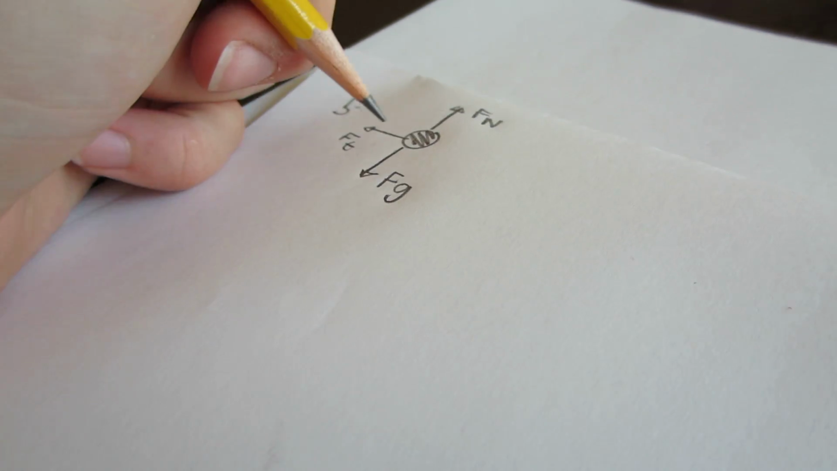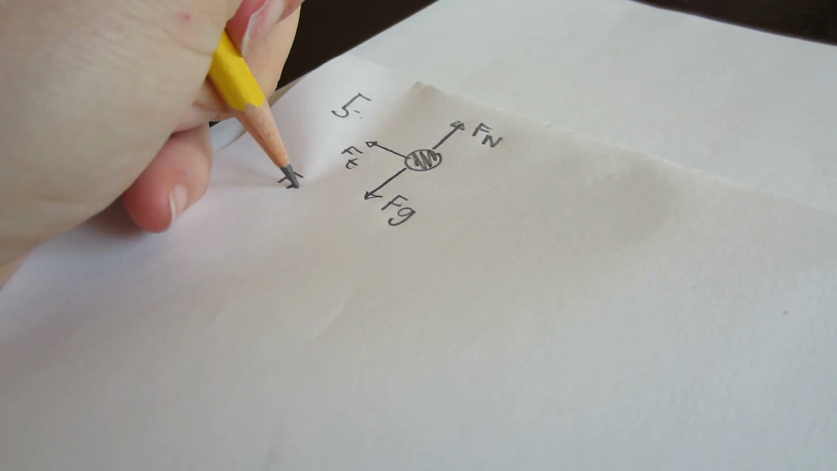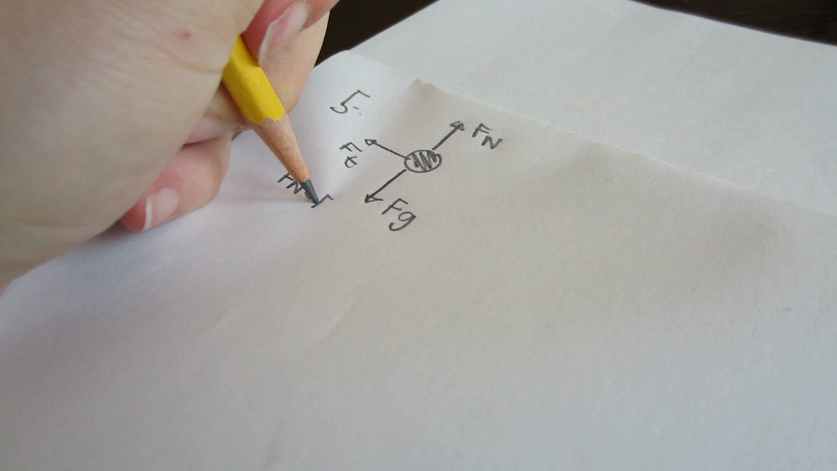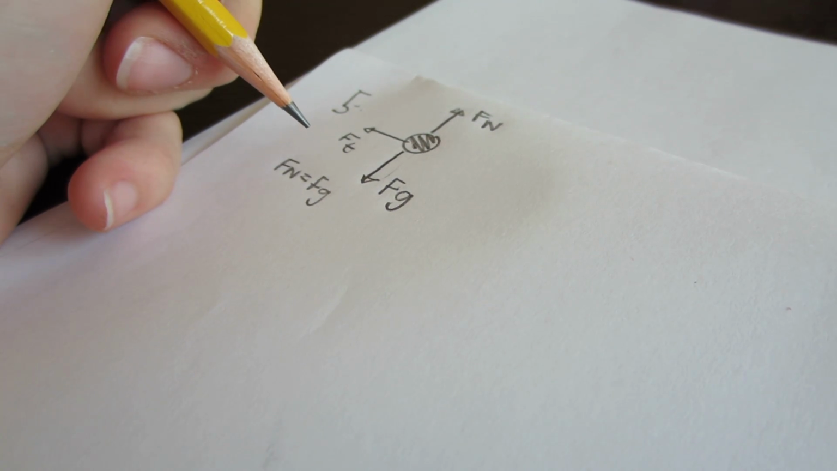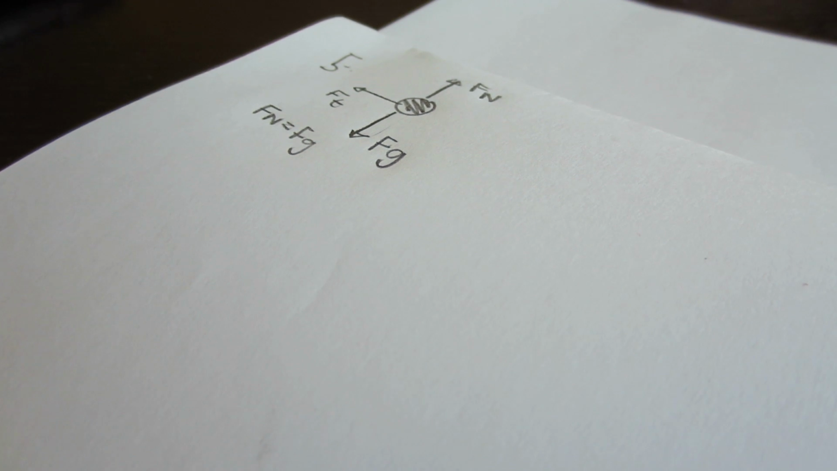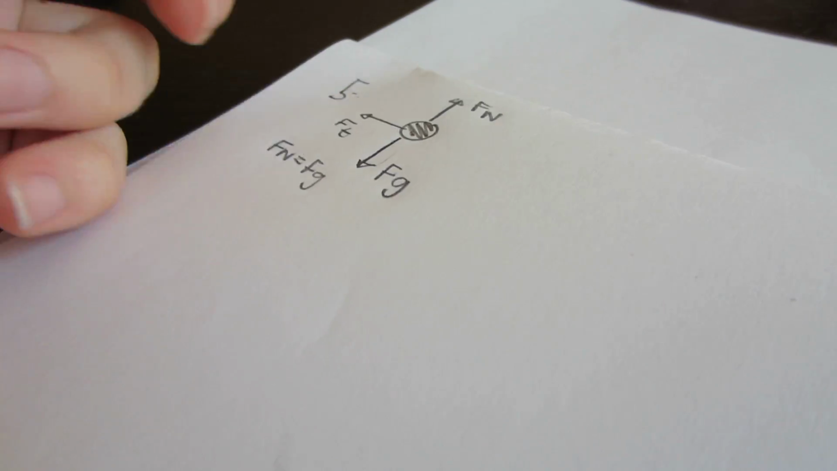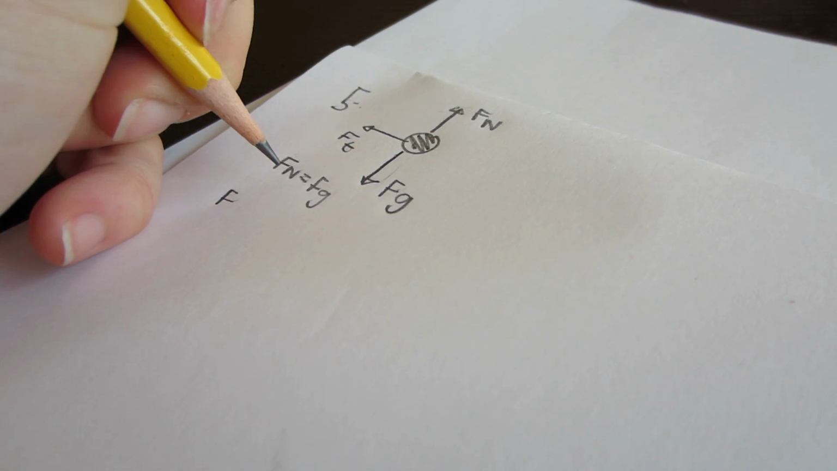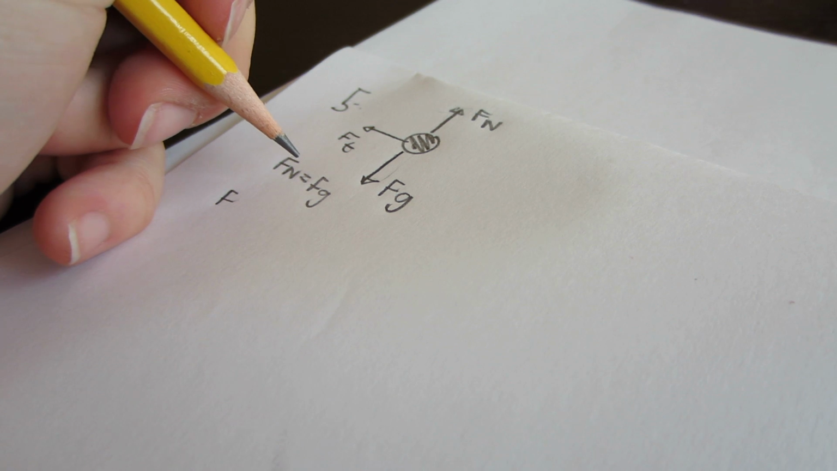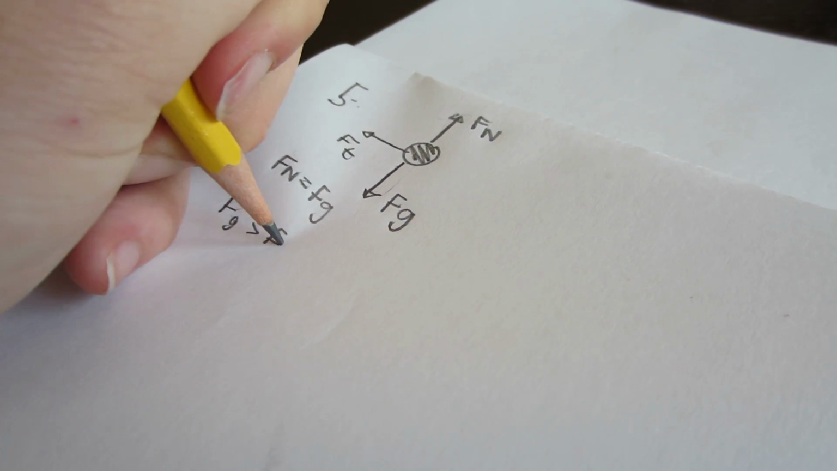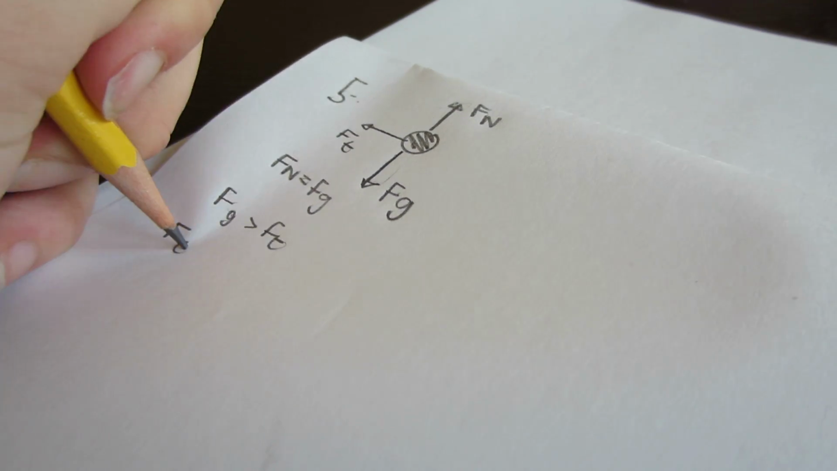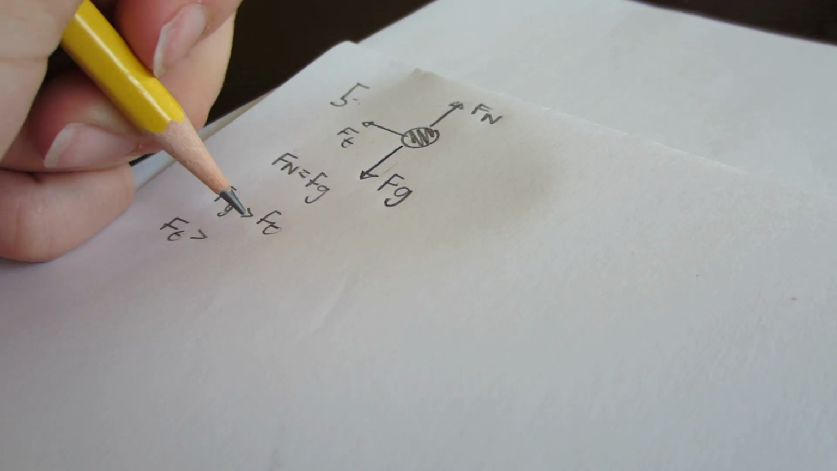And then you know that the equation is going to be that force normal and force gravity are going to be equal to each other. They're going to be the same. But then, since the system is accelerating, as it states in the question, force gravity is going to have to be more than force tension, and the force tension is going to be more than the force friction.